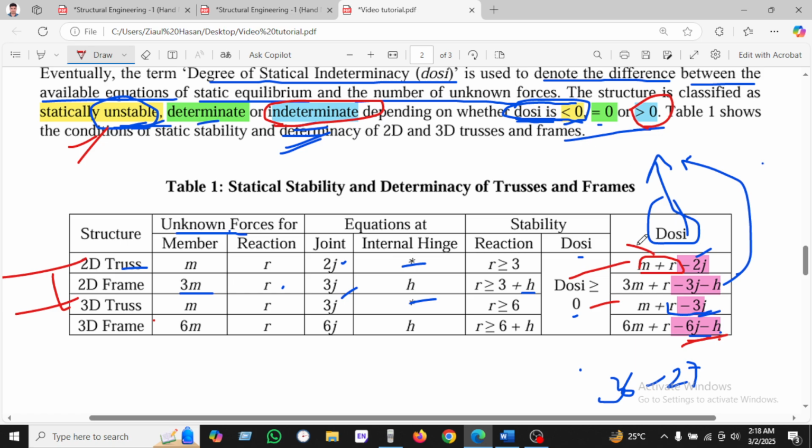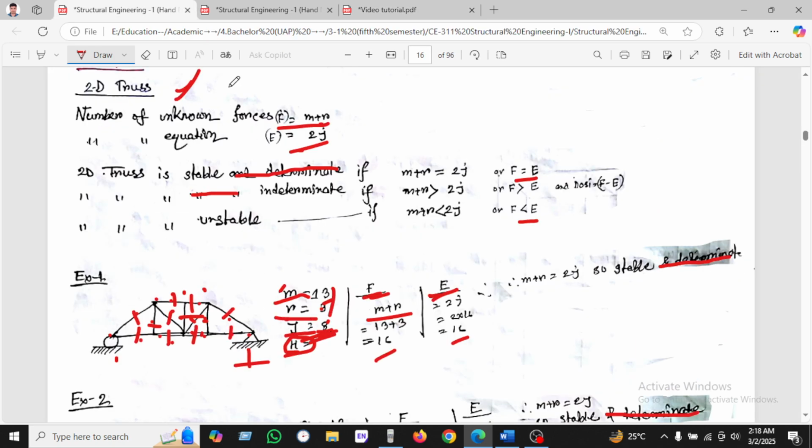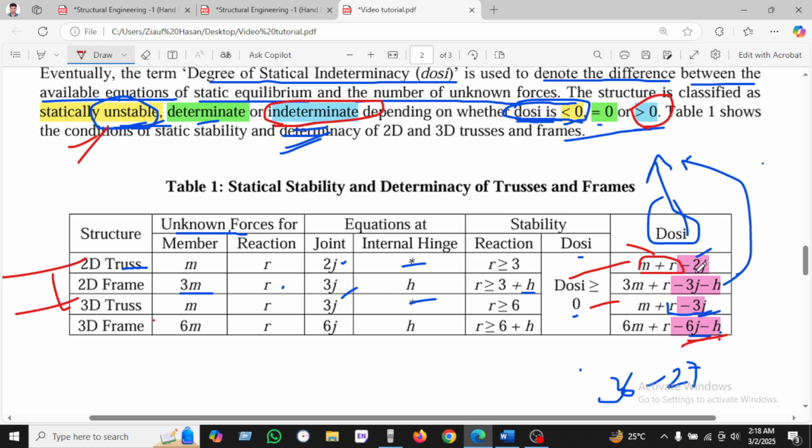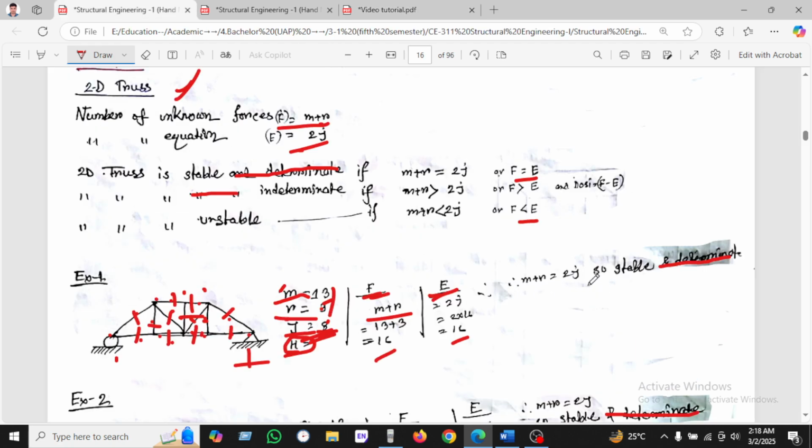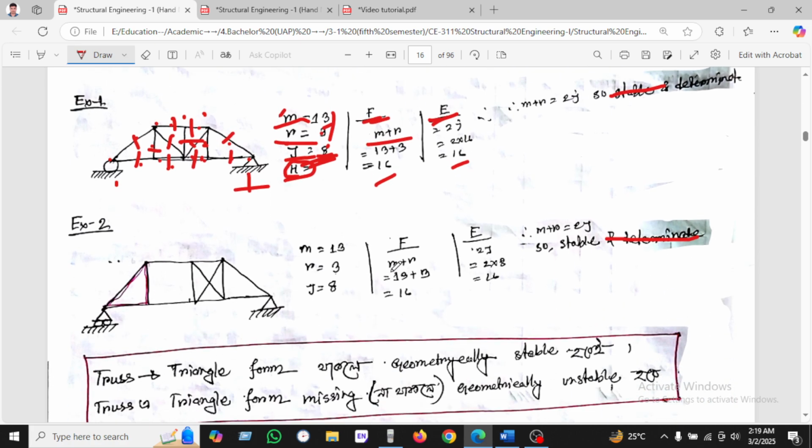So this portion will be 16 minus 2 into j. How many joints? j is 8, so 2 into 8 is 16. So 16 minus 16 will be 0. We can see the condition is satisfied with 0 here. So 0 means determinate. Sorry, it will be determinate.